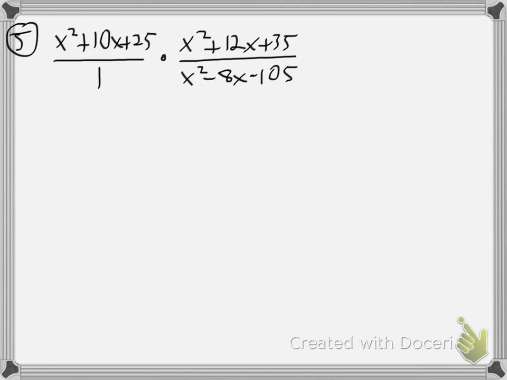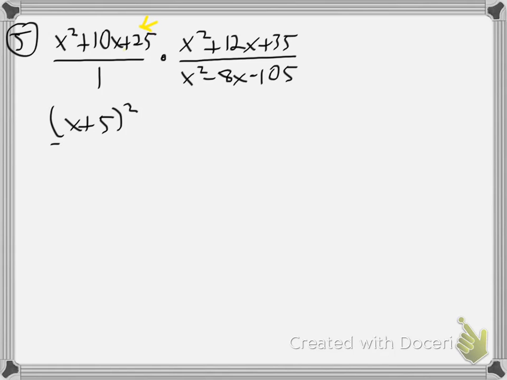Okay, we're also supposed to simplify this. Now, one thing I did differently than on your test is I wrote this one over 1. Okay, and now I'm just going to see what factors. So what are the factors of 25 that add to 10? Well, that's 5 and 5. So that was easy. This is x plus 5 times x plus 5, which is x plus 5 squared.